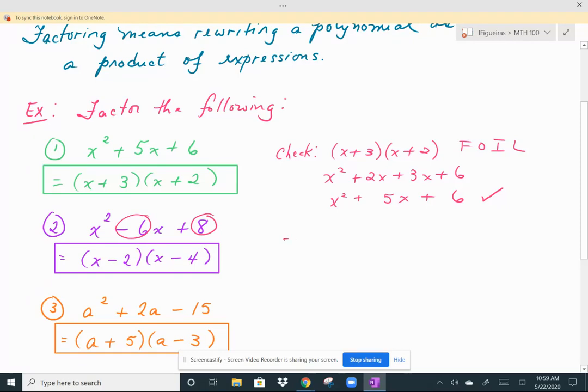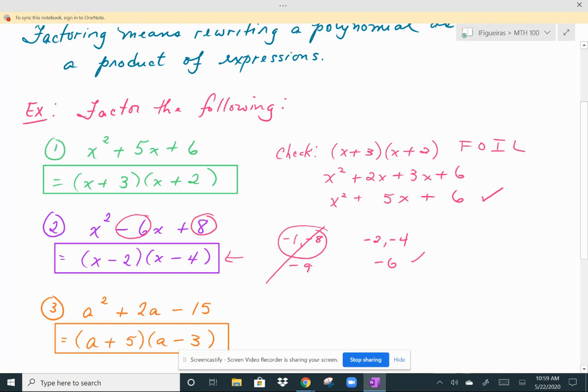So how do you get 8? You can do negative 1 and negative 8. That gives you a product of 8. And also negative 2 and negative 4. Well, if you add these up, negative 1 and negative 8 adds up to negative 9, so that's out. But negative 2 and negative 4 adds up to negative 6, so this will work. So you write your factors as x minus 2 times x minus 4.